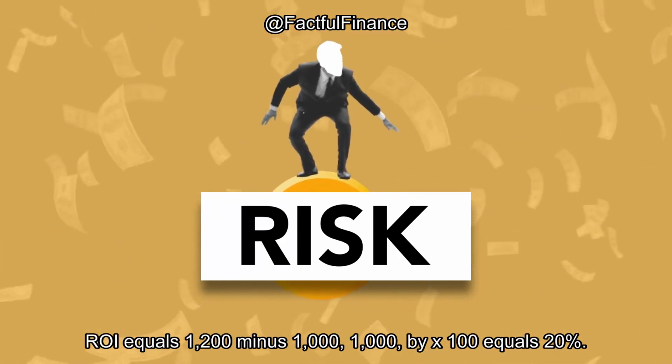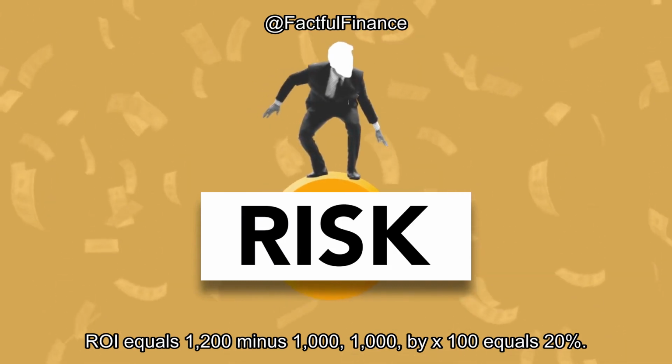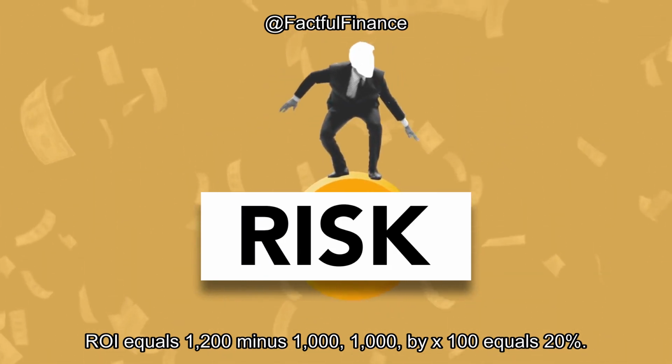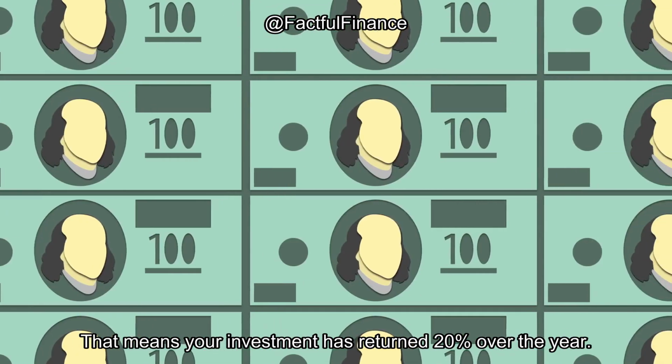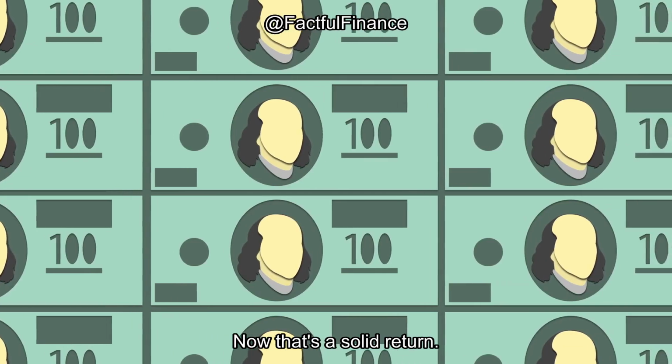ROI equals (1,200 minus 1,000) divided by 1,000, times 100, equals 20%. That means your investment has returned 20% over the year. Now that's a solid return.